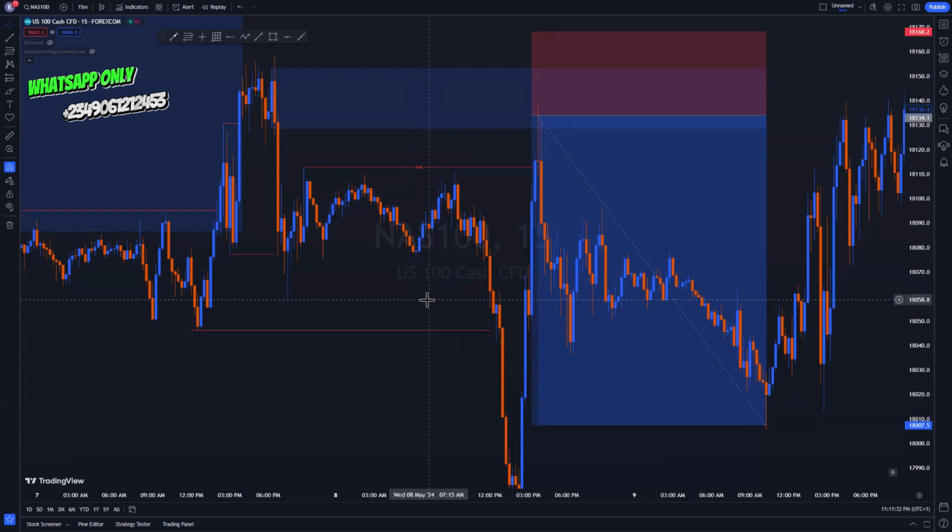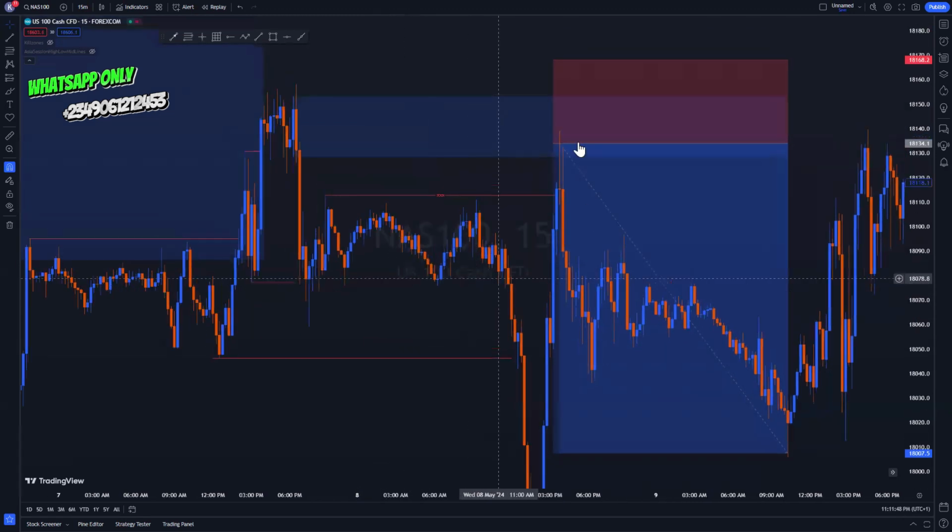And today I'm going to be showing you guys a very simple strategy to trade the Nasdaq, which is also the NAS 100 or US 100. Now this is a very simple strategy that can give you at least 1:3 risk to reward ratio.